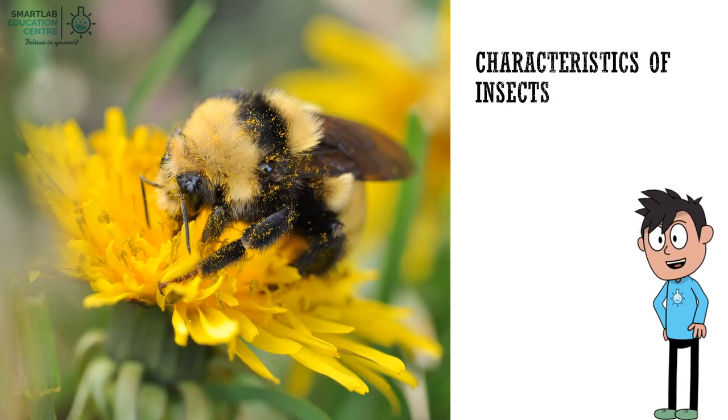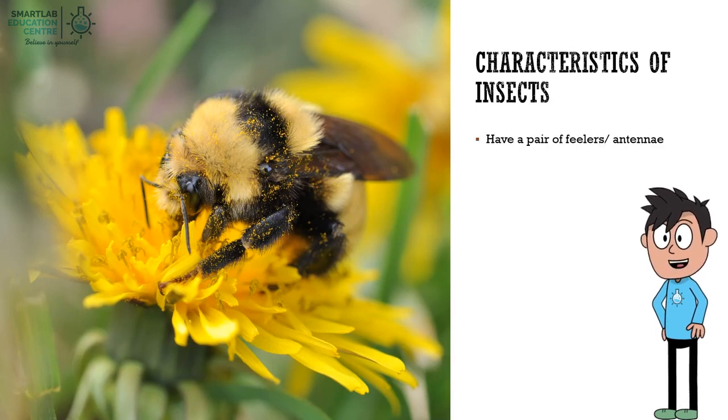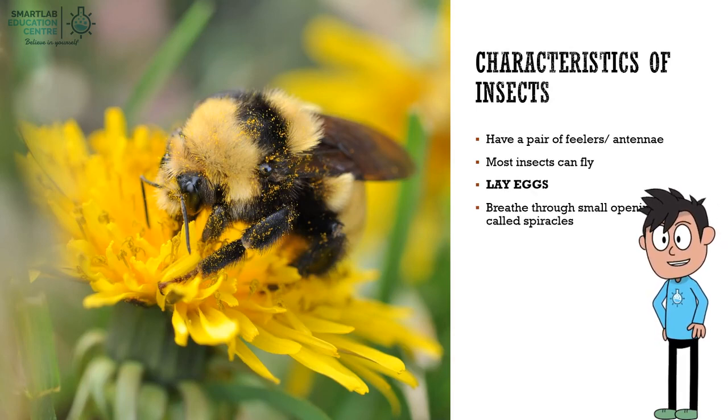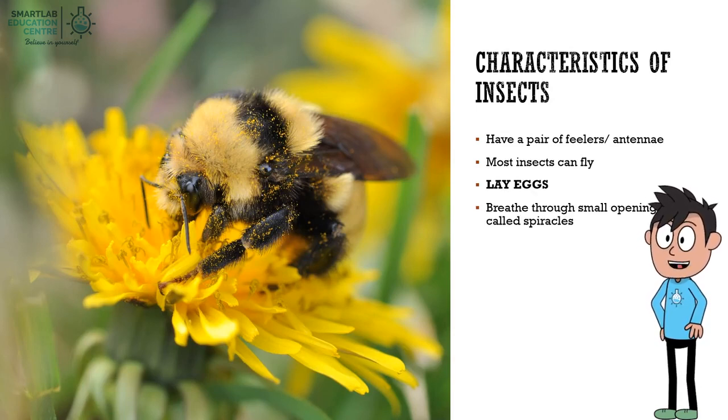Here are some of their characteristics. Have a pair of feelers or antennae. Most insects can fly. Lay eggs. They also breathe through small openings called spiracles.